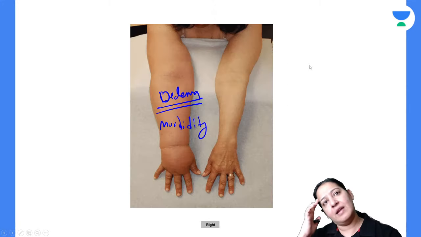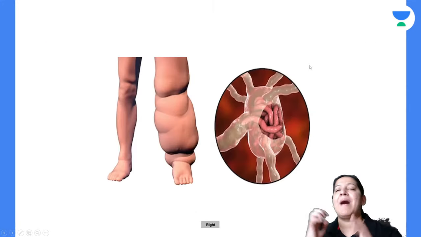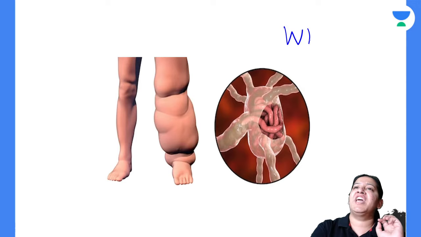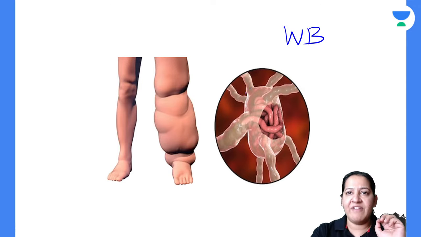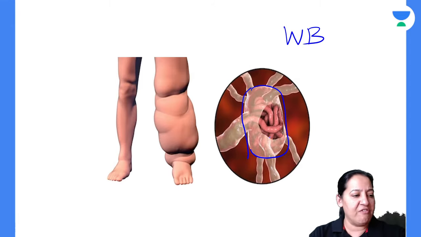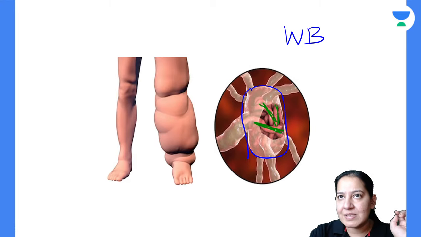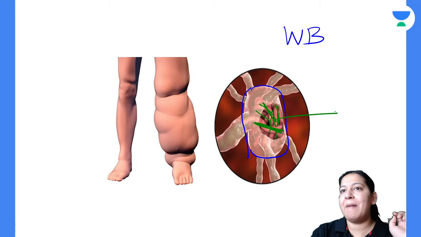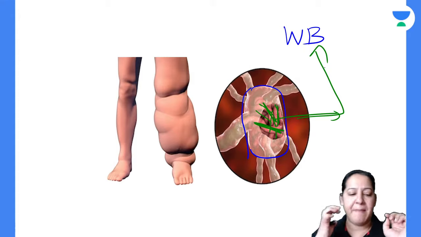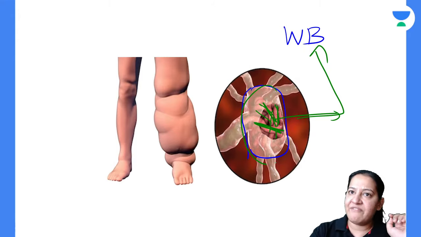The second reason: have you heard the name of a parasite? The parasite is Wuchereria bancrofti. Can you see this is a lymphatic? See the lumen of the lymphatic. It is filled with a worm. Can you see the worm here? These are the parasites, looking like earthworms. Which parasite? Wuchereria bancrofti. It is obstructing the lymphatic completely.